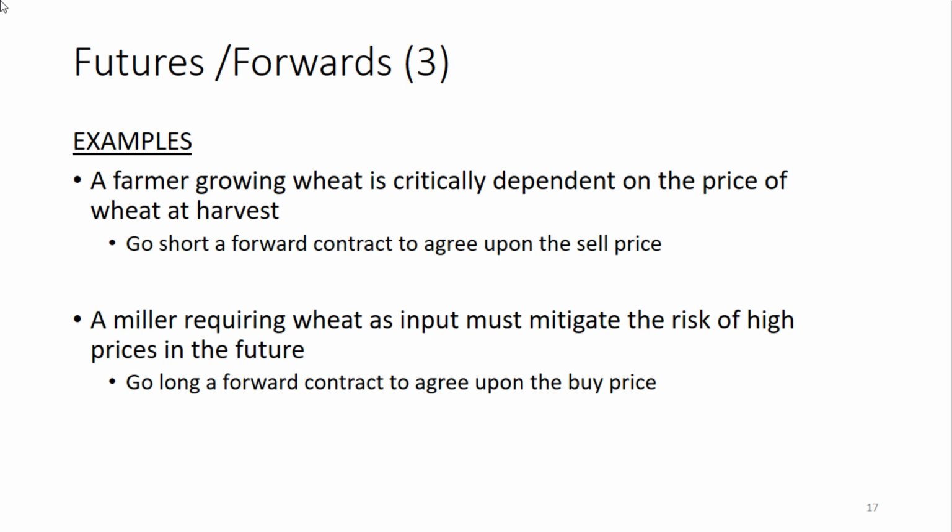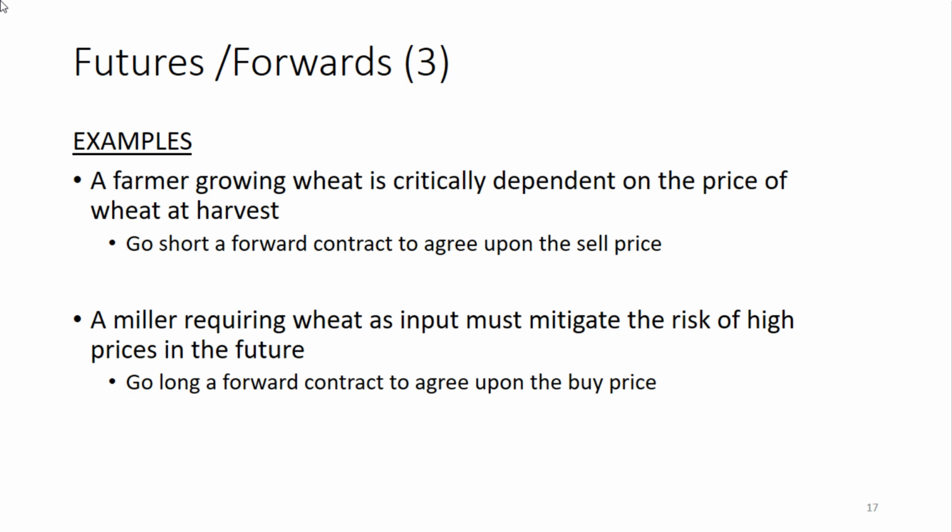Suppose that you are a large farmer and you are growing wheat, and you know in September the wheat will be harvested. Then of course it's crucially important that the price of the wheat at the moment of harvest is an attractive price. But you don't know what the price will be, because it's only in September, at a later moment in time than today.